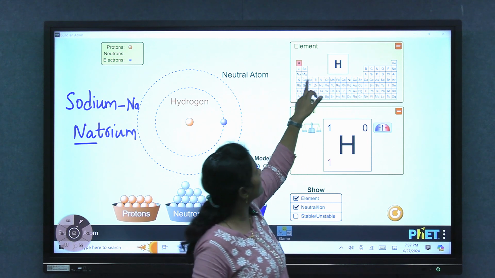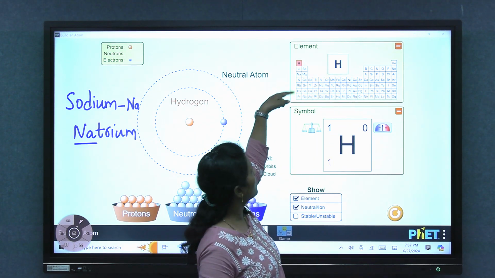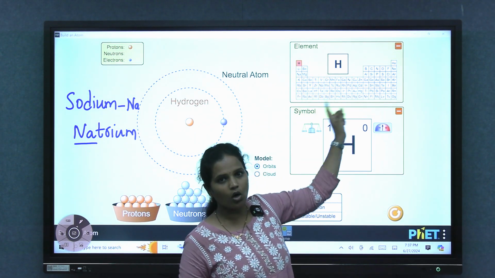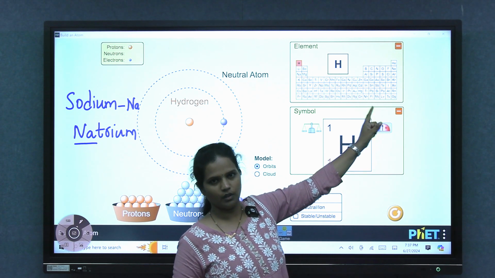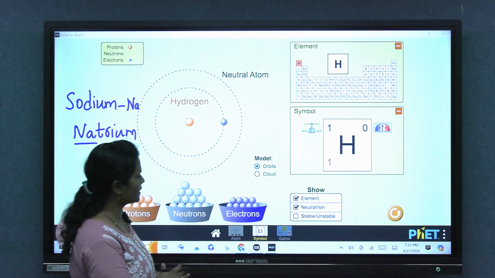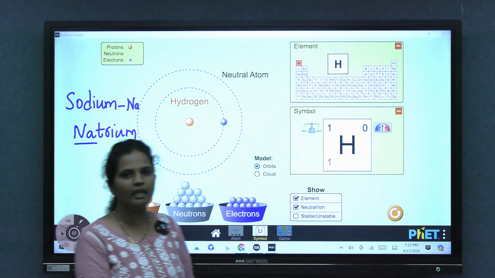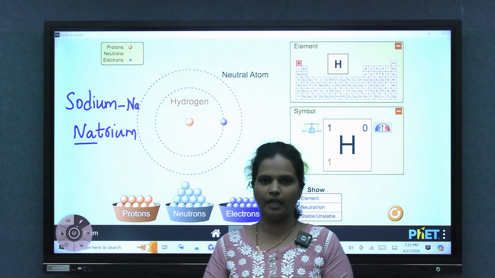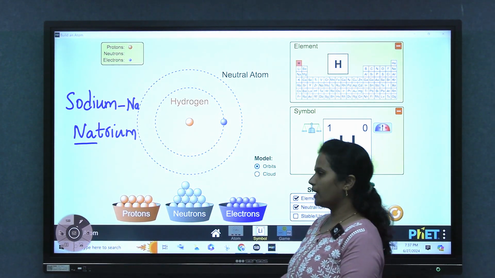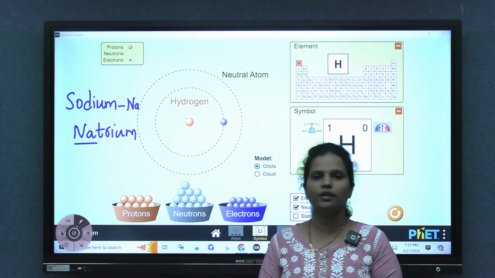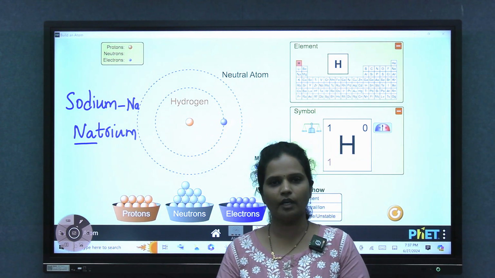In the periodic table, you can see there are vertical groups and horizontal rows. So in this class I introduced the atom and the symbol of an element. In the next class I will discuss how we are going to calculate the atomic weight of an element.